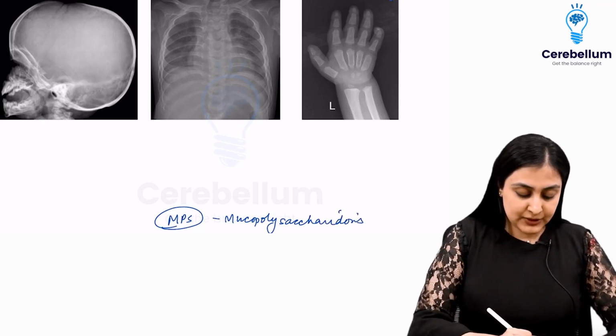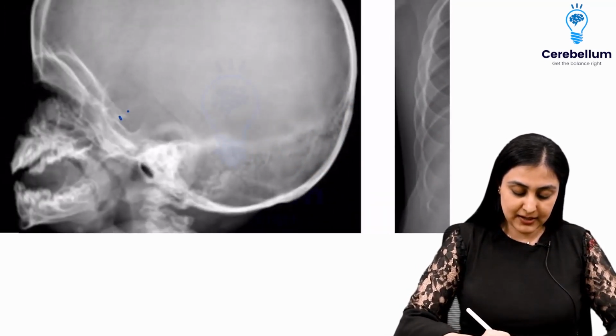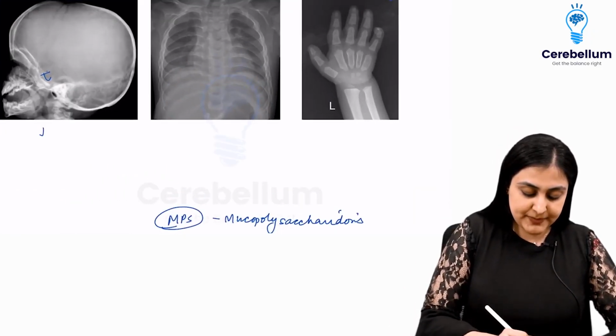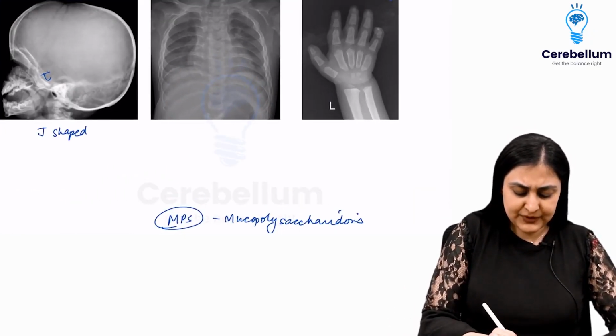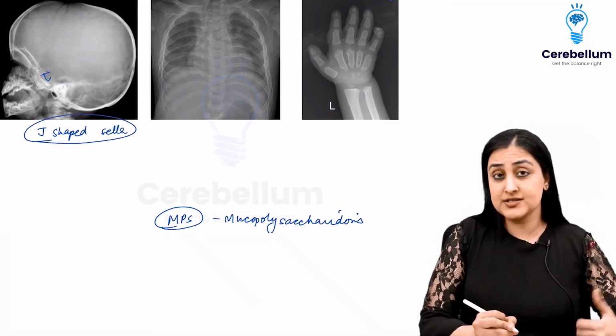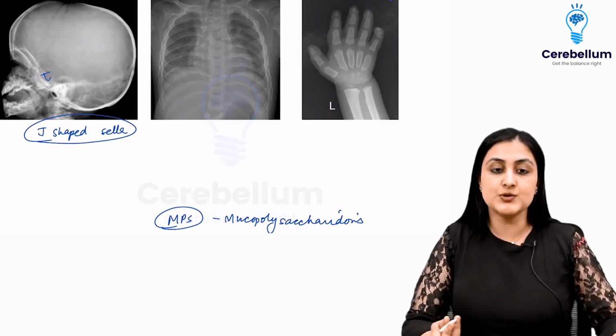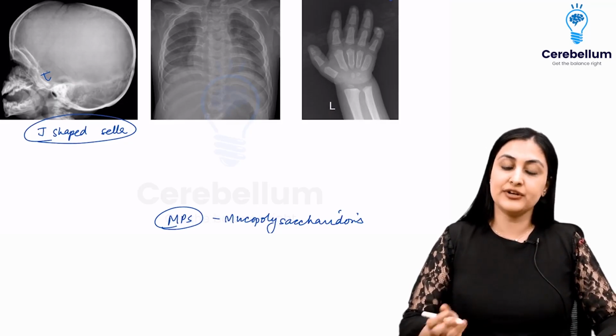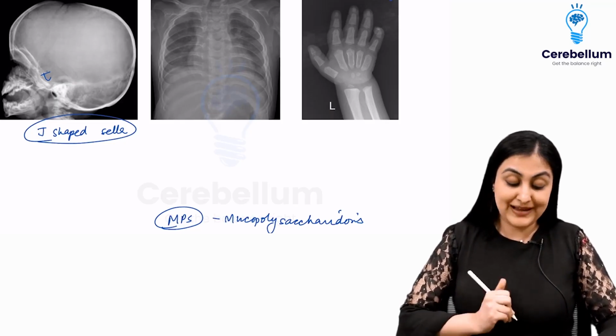So in the skull, look at the sella here. The sella appears like a J, so this is called a J-shaped sella. A J-shaped sella is not really specific to this. It can be a normal variant as well. It could be seen in an optic glioma. Alright, so it's not really specific, but it's also one of the findings of MPS.